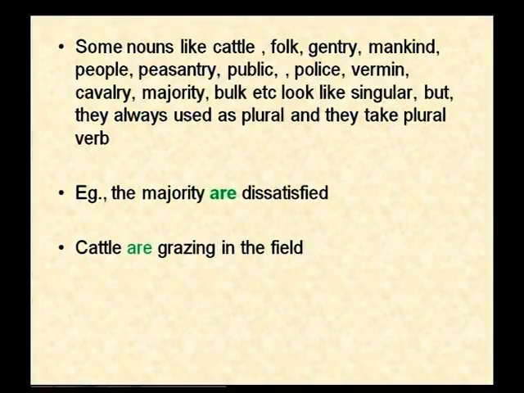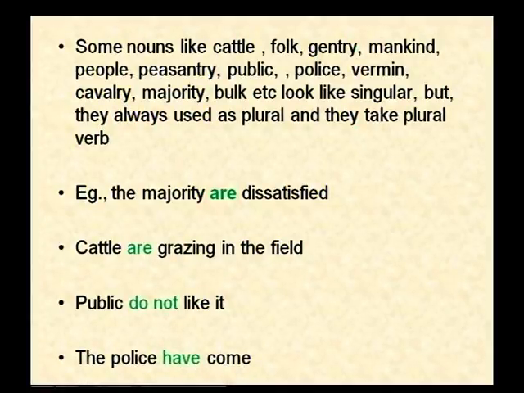For example, the majority are satisfied. Majority itself is plural, that is used in a plural form. Cattle are grazing in the field. Not cattle is grazing in the field, because it is a collective noun. Cattle are grazing in the field. Public do not like it. Public is taken as a group. The people, the public, do not like it. So they take a plural verb, do not.